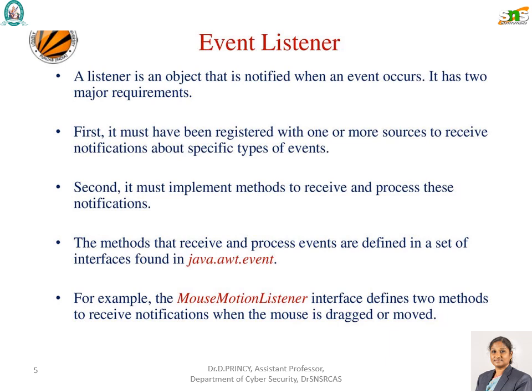Generally, the methods that receive and process events are defined in a set of interfaces found in the java.awt.event package. For example, the MouseMotionListener interface defines two methods to receive notification when the mouse is dragged or moved. So this is an interface. Inside the interface, the mouseDragged and mouseMoved methods are only declared. So the subclass which is derived from the interface should define these two methods.